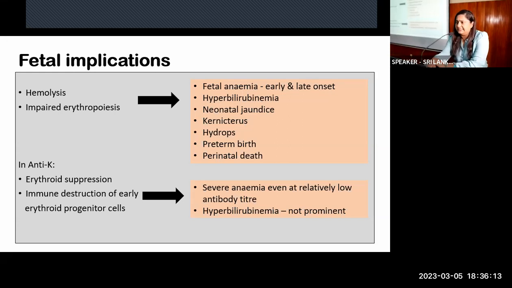Whilst in anti-K disease, the mechanism is a little different. It causes erythroid suppression and then immune destruction of early erythroid progenitor cells. This then leads to severe anemia, even at relatively low antibody titers. Here, hyperbilirubinemia is not as prominent.